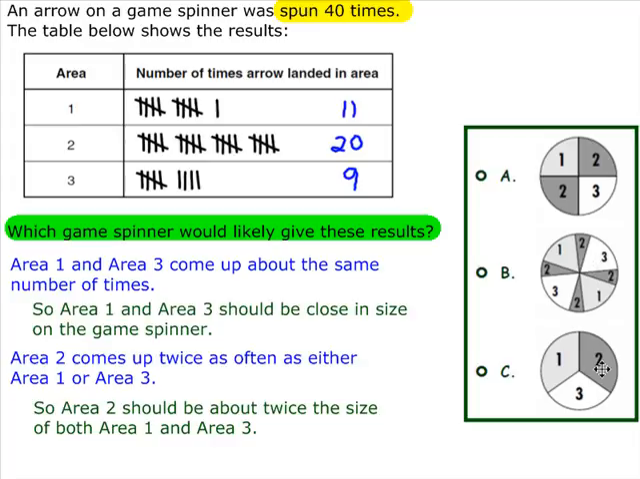And then down here, certainly area 2 can't possibly be twice the size of these areas since it's also a third. So what that helps us do is basically eliminate C, again because area 2 here is equal in size to areas 1 and 3. And similarly for B, we can eliminate it because the areas for 2, when you add all these up, are about the same as for areas 1 and 3. So that leaves us with A as our final answer.